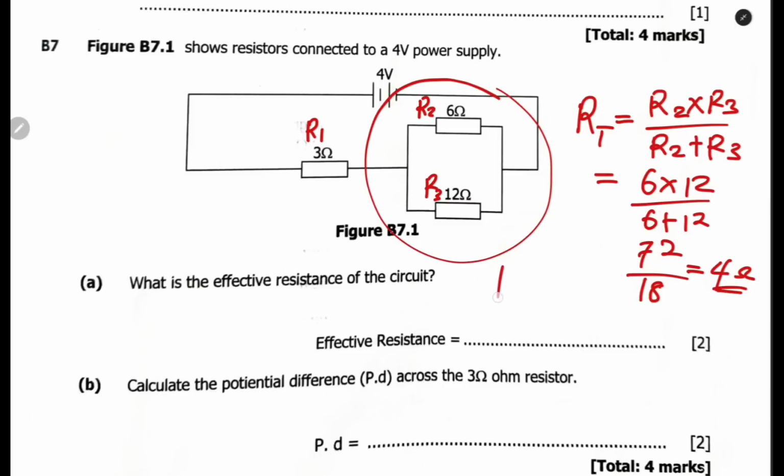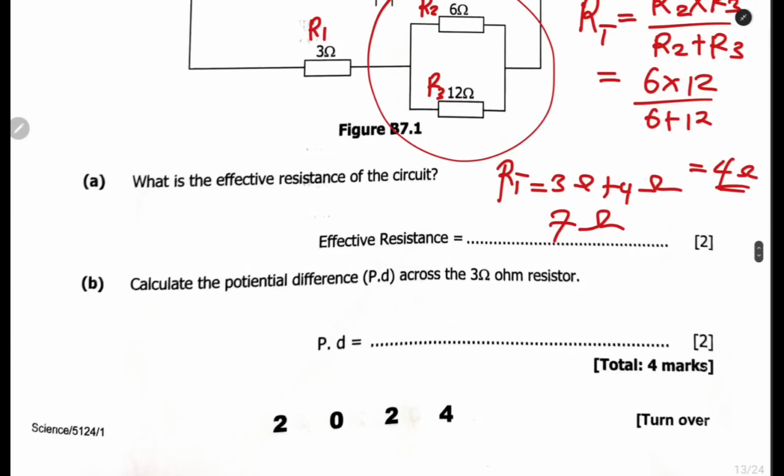So effective resistance is equal to the 3 ohms plus 4 ohms. If you add 3 plus 4, it gives us 7 ohms as the effective resistance. Okay, let us look at the second question.